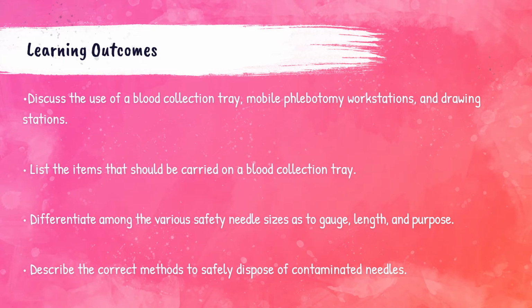So after watching this lecture recording, you'll be able to do the following. You'll be able to discuss the use of a blood collection tray, drawing stations, and mobile phlebotomy workstations. You should be able to list all the items that a phlebotomist must carry on their blood collection tray. You'll be able to differentiate among the various safety needle sizes in terms of gauge, length, and purpose. You'll be able to describe the correct methods to safely dispose of used needles.